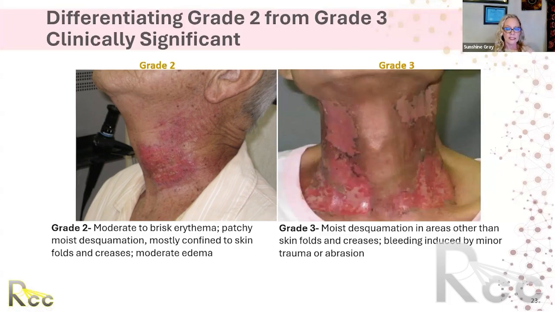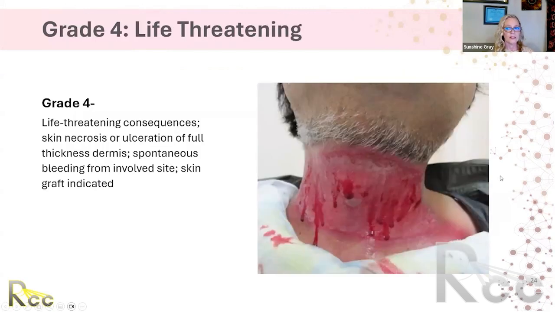But note that this distinguishing difference between grade 2 and grade 3 that is clinically significant is that we can see that there are skin folds, that the whole entire area is not broken down quite yet, whereas grade 3, there's more diffuse breakdown. And then grade 4, as I said, hopefully we will not see this in the outpatient setting, but spontaneous bleeding, this can be life-threatening. There's often skin necrosis or ulceration of the full thickness of the dermis, and usually these patients need a skin graft.